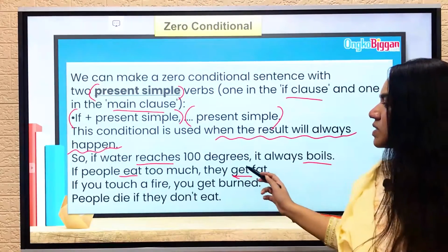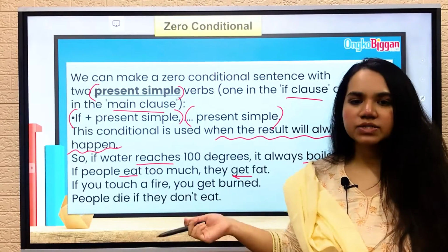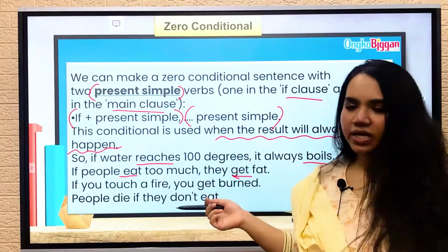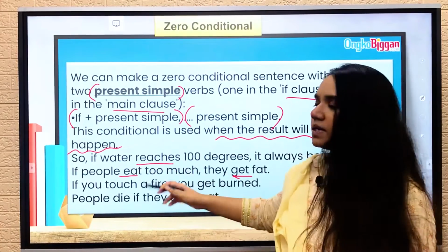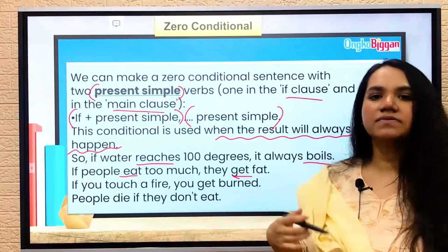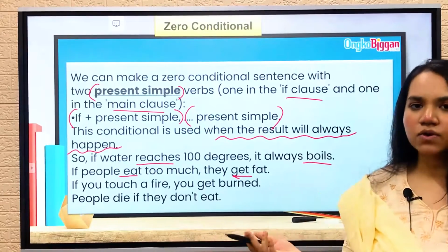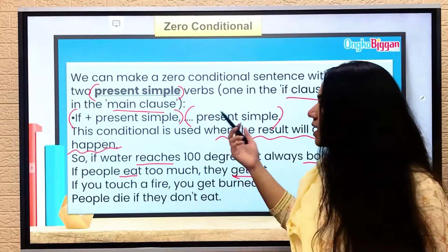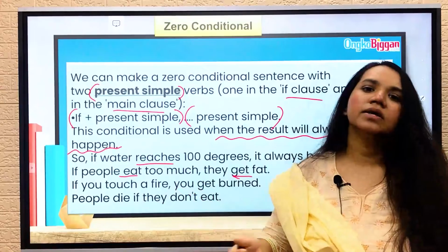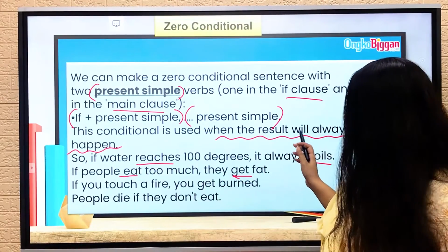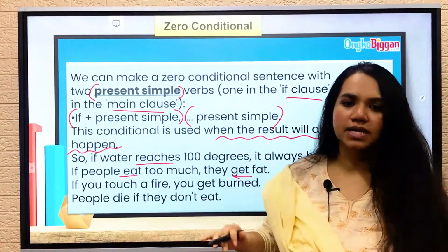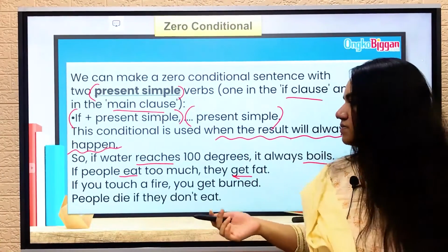So it does not matter which country you live in, which age you are in, which gender you are in. Just in general, if any person or if people together collectively eat too much, they of course are going to get fat, right? So anything that you see is going to have a specific genre where the result will always happen, I will put a zero conditional.